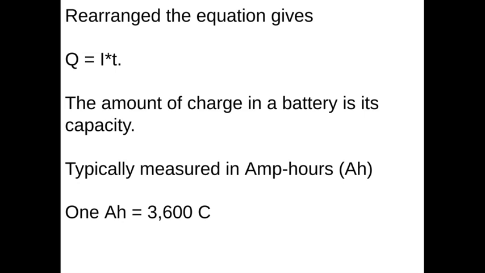So 1 amp hour is 3,600 coulombs, which makes 1 milliamp hour 3.6 coulombs. You might see that on smaller batteries. If any of you have batteries that power an electric drill or something like that at home, you will probably see amp hours stamped on the side.